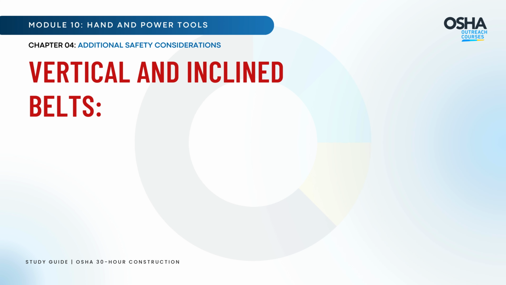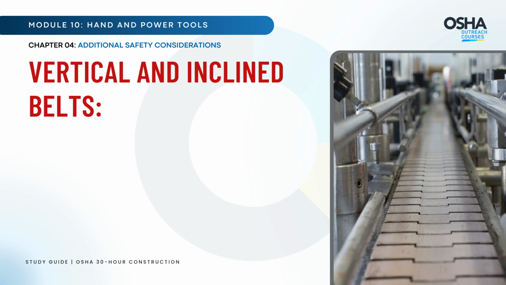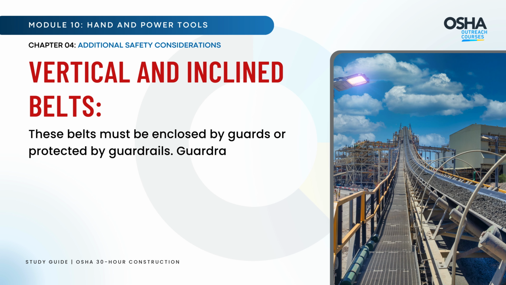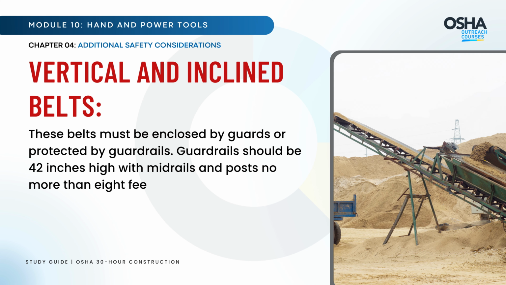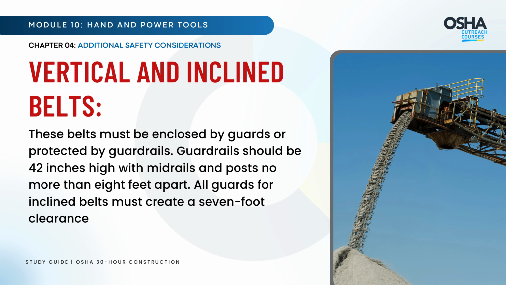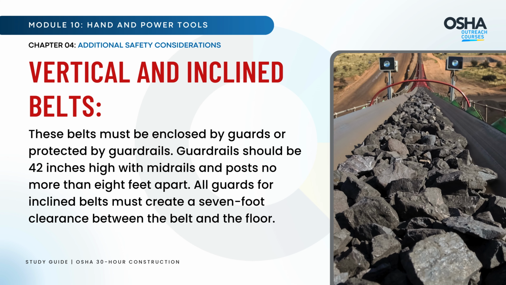Second, vertical and inclined belts. These belts must be enclosed by guards or protected by guardrails. It should be 42 inches high with mid-rails and posts no more than 8 feet apart. All guards for inclined belts must create a 7-foot clearance between the belt and the floor.